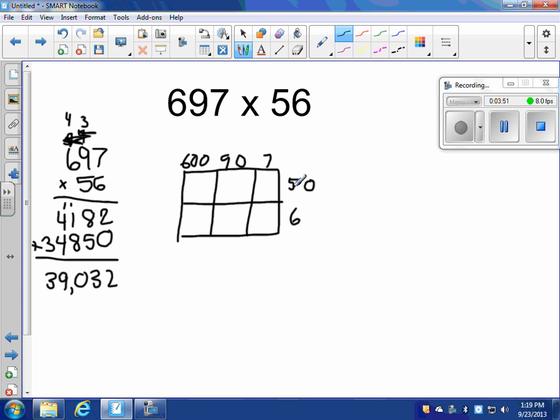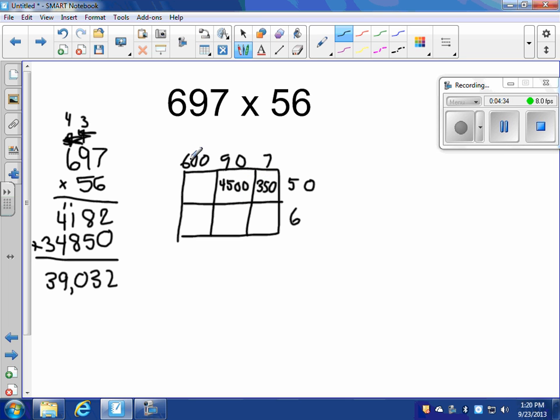So now I'm going to multiply each box in the grid. So starting right here, I'm going to multiply 5 times 7, and that's going to give me 35. But looking at our place value, we see that there's a 0 here. So what I'm really multiplying is 7 times 50. So I can account for that by just adding a 0 to the end. Next, I'm going to multiply 50 times 90. And to do that, I'm going to multiply 5 times 9 to get 45. And then I have a 0 here and a 0 here. So I'm going to add 2 zeros. So 50 times 90 is 4,500.